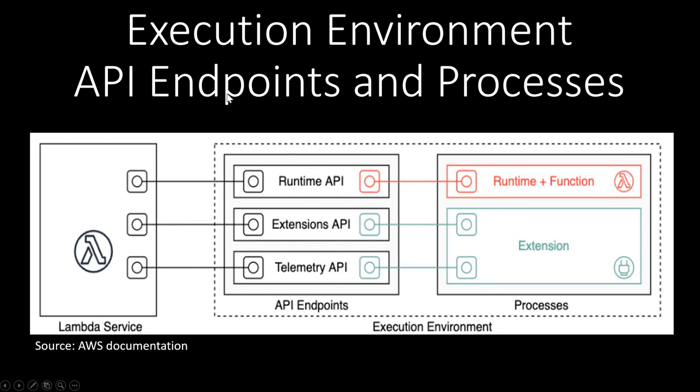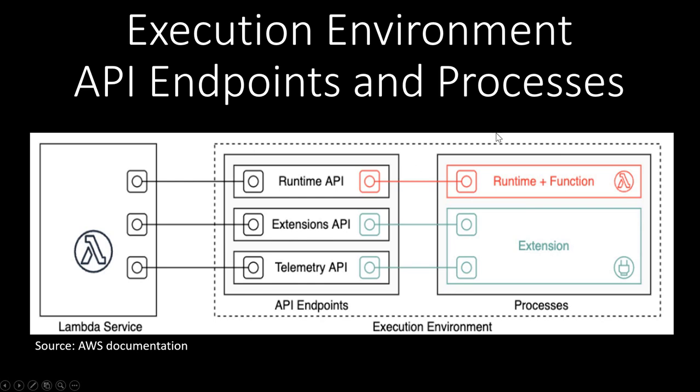So: execution environment, API, endpoints and processes. When we create the Lambda function, we specify the language runtime for the function, for example Node.js or Python, and other configuration information such as the amount of memory available and the maximum execution time allowed for your function. Lambda uses this information to set up the execution environment.